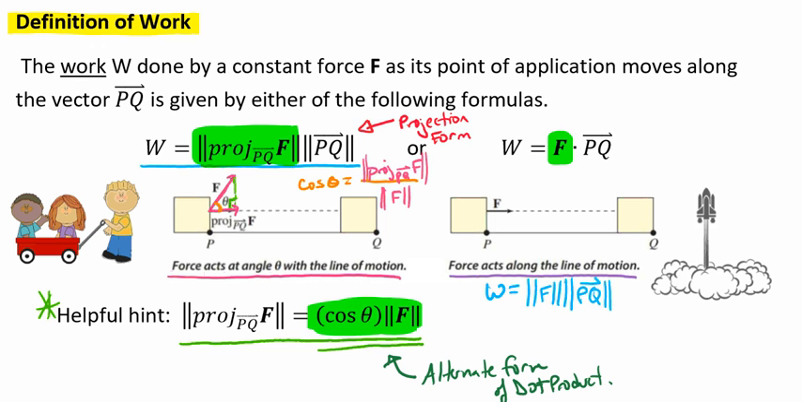So our equation here on the left is really just the projection form, while our equation here on the right is simply our dot product form. So really, either of these equations will work, and they'll work for the force acting at an angle theta with a line of motion, or you can even use them for the force acting along the line of motion. You can also use W equals the magnitude of F times the magnitude of PQ for that as well, though. And so that's how we can figure out our work, or the amount of force needed to move some distance.